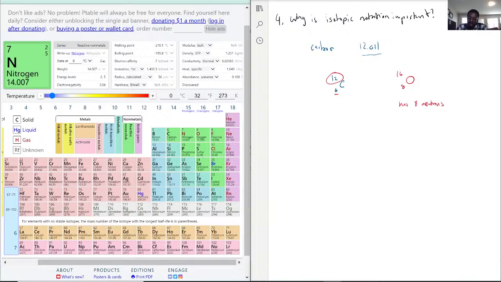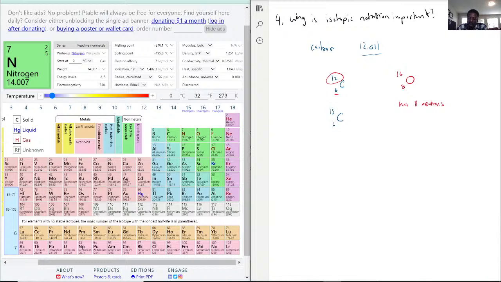Now, that's just an example of isotopes. What makes this important is, as you notice, you see here it's 12.011. Not every carbon comes in like that. There are some carbons that are actually like this.